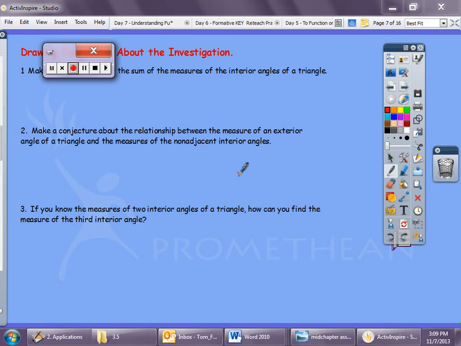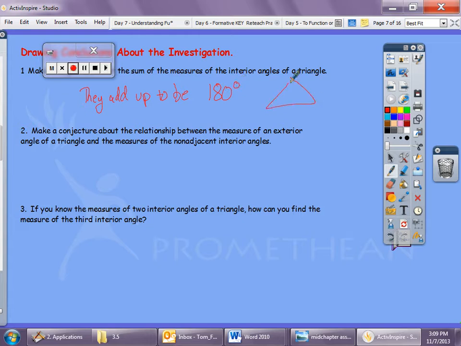Okay, notes 3.5, the triangle sum theorem. If we think about the sum of the measures of the interior angles of a triangle, what we know is they add up to be 180 degrees. So if we add the three angles inside of a triangle, angle A, B, and C, angle A plus angle B plus angle C is going to equal 180 degrees.